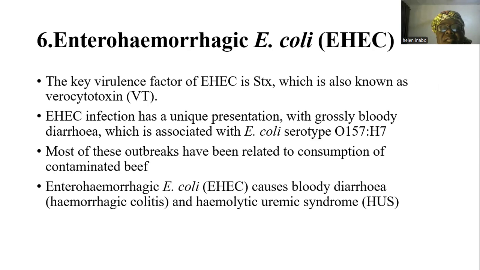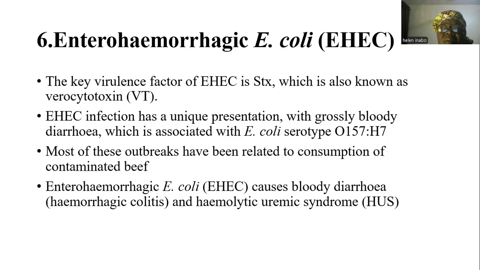The sixth pathotype of E. coli is the enterohemorrhagic E. coli. The key virulence factor of enterohemorrhagic E. coli is Stx, which is also known as verocytotoxin. Enterohemorrhagic E. coli infection has a unique presentation with grossly bloody diarrhea, which is usually associated with E. coli serotype O157:H7. Most of these outbreaks have been related to consumption of contaminated beef.